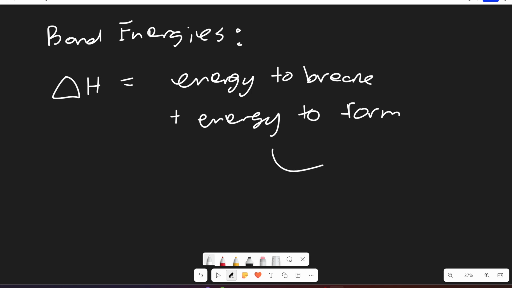When bonds are formed, this is an exothermic process, so this is actually going to be negative. But for simplicity's sake, I'll just say plus here, but that will end up turning into minus if we actually do this. And then energy to break, well, that's an endothermic process, so that would be plus. So that's essentially how we calculate delta H.